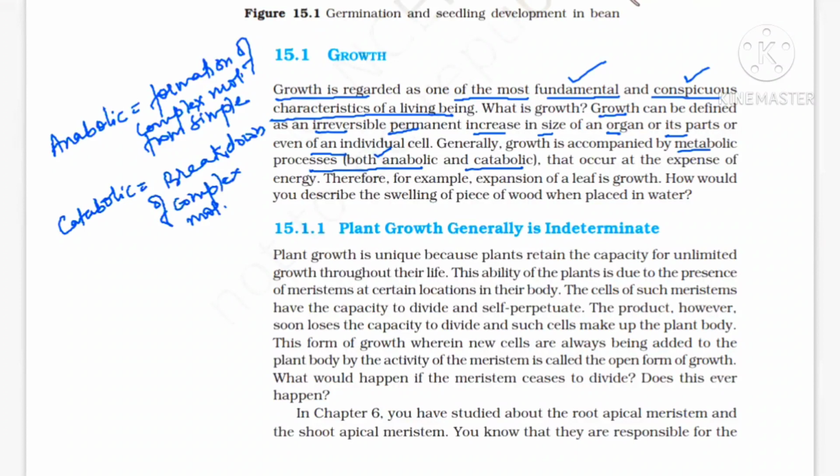So growth is actually a metabolic process occurring, and only then is growth occurring. And you are using energy at that time. If you know, when the leaf is expanding, we call it growth also, because the leaf is increasing in size. Initially the leaf is only this much in size and slowly the size is increasing, so we say the leaf is growing. Okay. And swelling of a piece of wood, when you place it in water, is because of imbibition. The swelling is because of imbibition.